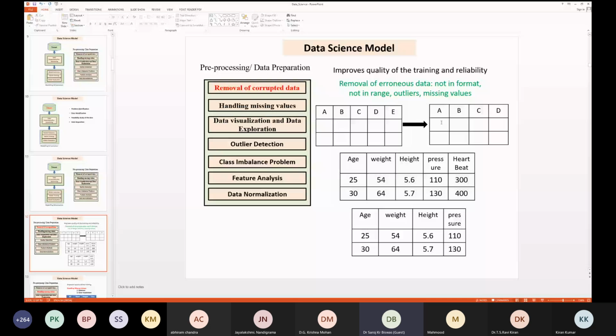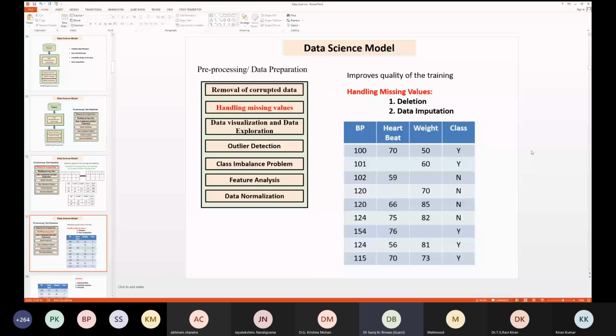Coming to the next one. After corrupted data, the database can have some missing values. What actually are missing values? So we have a data set. For example, this is a database, a very small database. Looking here, we don't have the data in some places. But try to understand: if you talk about data science, data is a must.